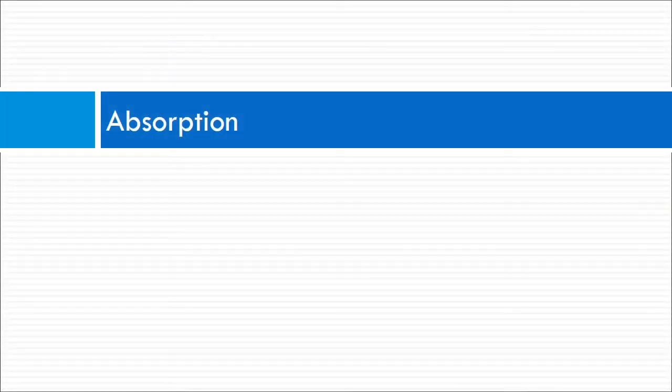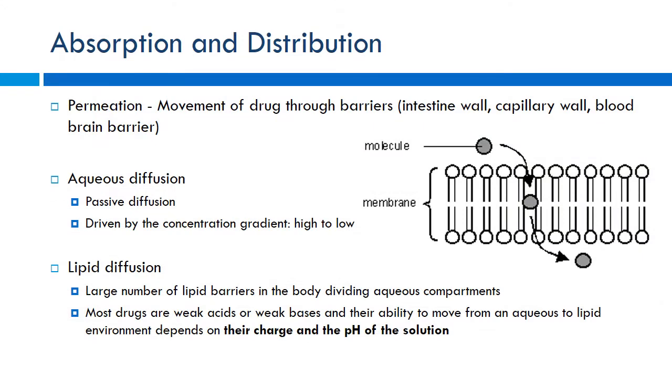Okay, so absorption will be the first thing on the list. Looking at absorption, permeation is the term used for this movement of drug through barriers. And there are a lot of barriers that will impede a drug's ability to be absorbed, whether it be an intestinal wall or a capillary wall. The blood-brain barrier is a really important one to keep things out of the brain. A lot of drugs may be able to be absorbed through simple diffusion, this kind of aqueous diffusion. And this is a passive process, meaning it doesn't require any energy for it to occur. You're going to see that things are going to be driven from an area of high concentration to areas of low concentration.